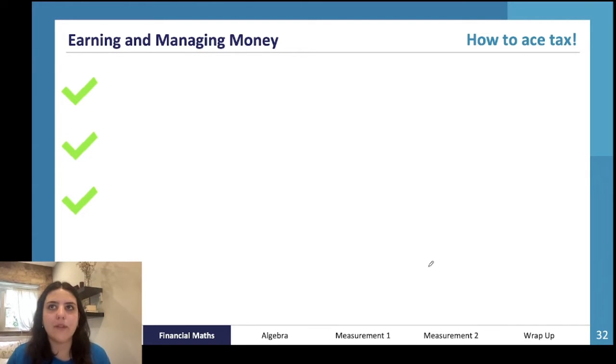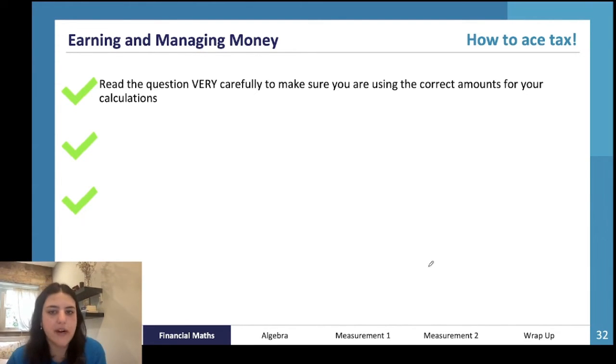So let's have a look at my 3 top tips. First of all, read the question very carefully to make sure that you're using the correct amount for your calculations.